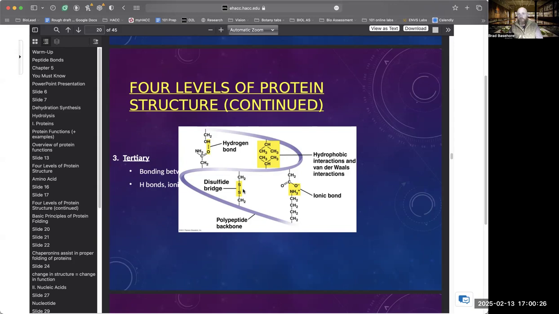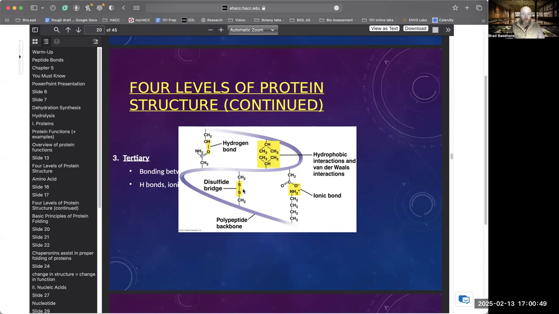So there's a couple amino acids that have sulfur in them. Sulfur really, really likes to bond to other sulfurs. So when two of these amino acids, these R groups, get close to each other, if they both have sulfur, they're going to actually form a covalent bond together. And that's a really strong bond.